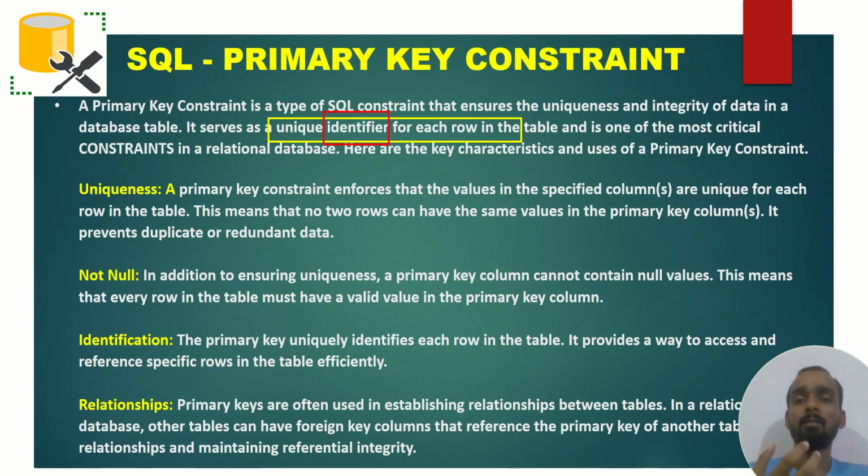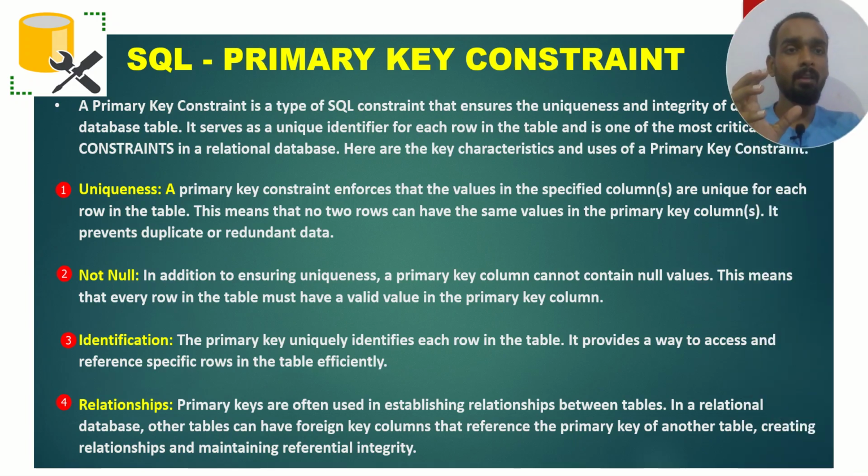So we are going to dive into more characteristics of the primary key constraint. I hope till now you are clear, and we will be diving into the further things. First we will be talking about uniqueness, second not null, then identification, then relationship. These four are the most crucial characteristics of the primary key constraint. I hope you understand what exactly I'm trying to say over here. And let's get started with uniqueness.